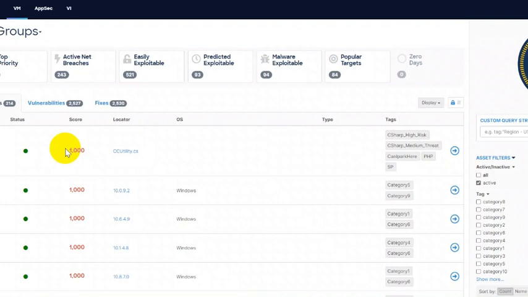So the asset score is the highest score vulnerability based on its priority as defined by the organization.